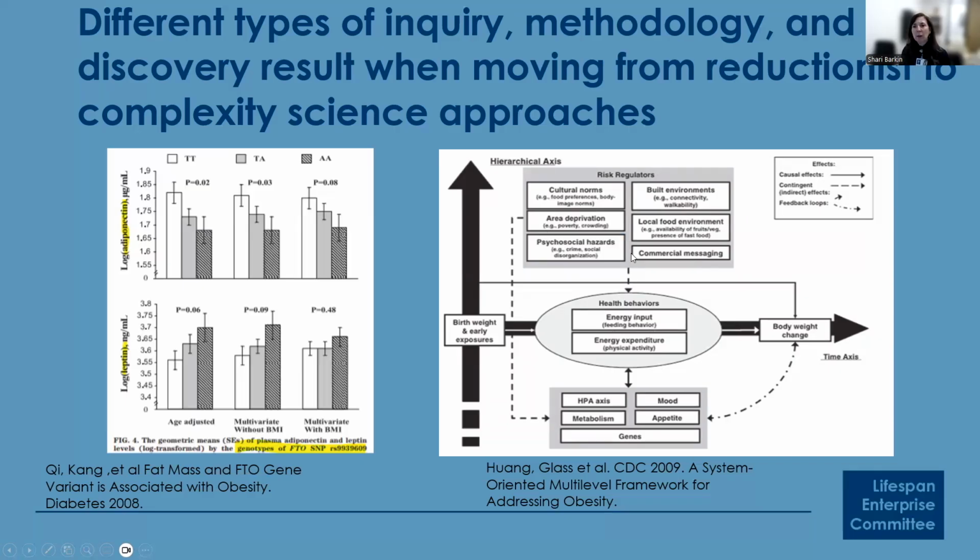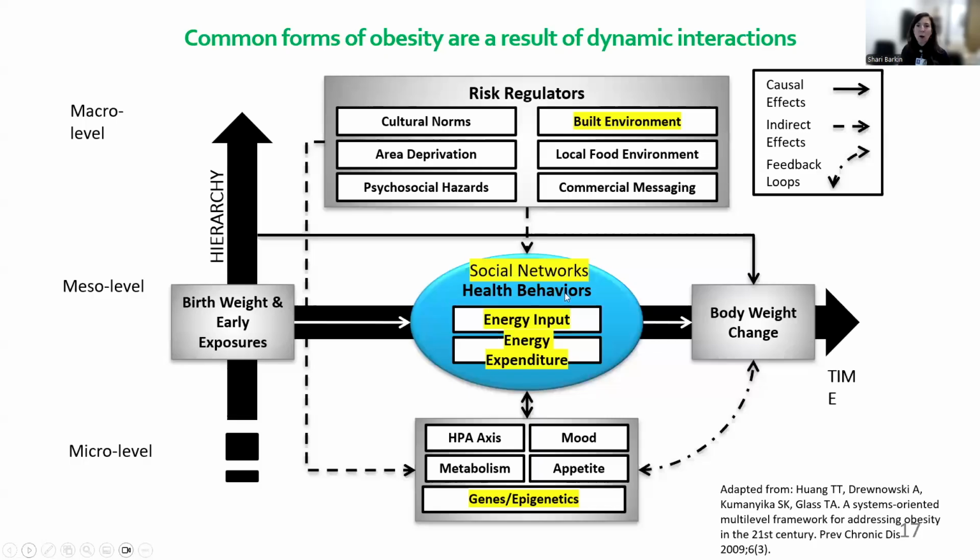And then the macro level includes things like cultural norms, built environments, area deprivation, local food environments, psychosocial hazards, and commercial messaging, just to name a few. I'll talk about built environment as well as what I consider to be in between the meso and macro levels, and that's social networks and how we influence each other. When I say social networks, I don't mean social media. I mean people you look in the eyes and ask to do something for you. Maybe you're watering my plants when I'm out of town, and maybe I'm letting your dog out. So it's about the ties we make between people. They can be weak or strong.